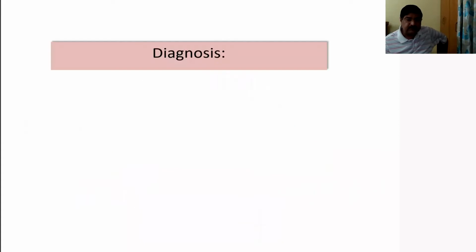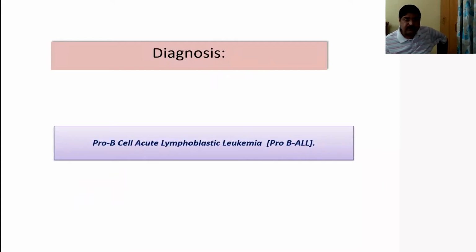So what is the diagnosis? The diagnosis is acute lymphoblastic leukemia. Since the CD10 was negative, we call it pro-B cell acute lymphoblastic leukemia. If CD10 had been positive, you would have called it precursor B cell acute lymphoblastic leukemia, or BCP-ALL, abbreviated as BCP, meaning B cell precursor. Most of the textbooks will write BCP-ALL. In olden days, CD10 used to be called the common ALL antigen, but that terminology is no more used.